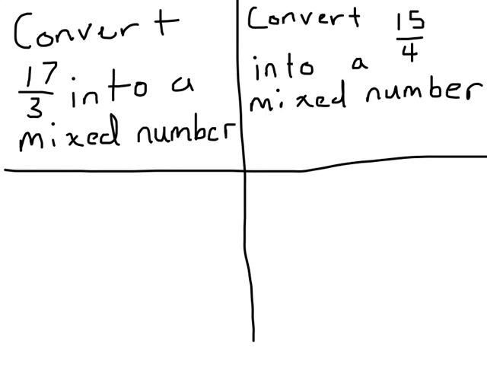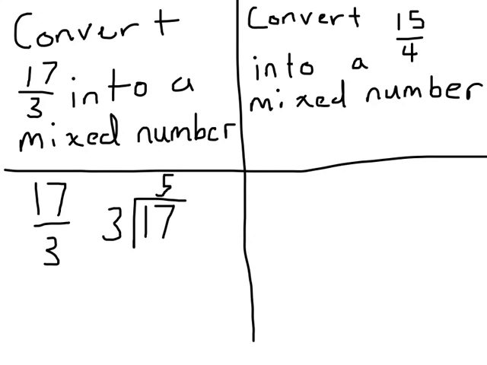Now let's convert into mixed numbers. To convert 17 over 3 into a mixed number, I need to see how many groups of 3 pieces are inside of 17 pieces. So I'm going to divide 17 divided by 3. How many times does 3 go into 17? 3 goes into 17 5 times. What's 5 times 3? 5 times 3 is 15. When I subtract, there's 2 left over. So 17 thirds is the same as 5 and 2 thirds.